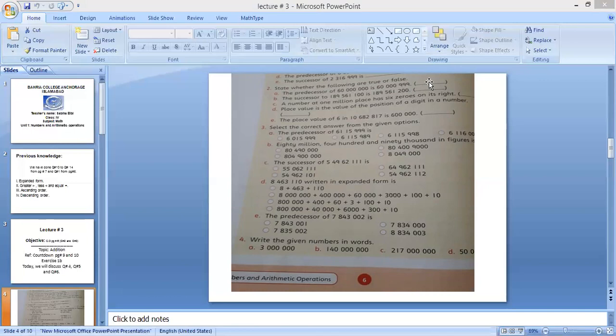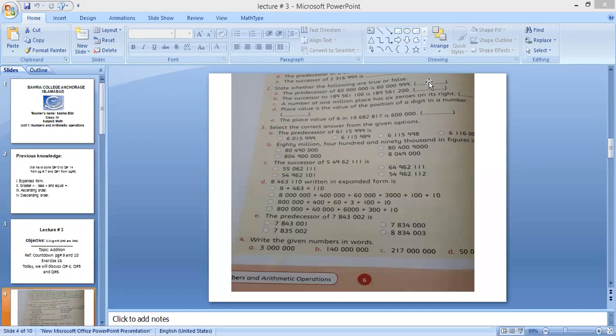Okay, C: A number at 1 million place has 6 zeros on its right side. For writing 1 million, first of all, you will make a place value chart. You can check unit, tens, 100, 1000, 10,000, 100,000, then million. You have 6 zeros to the right side. Yes, it's true. You will write here true.